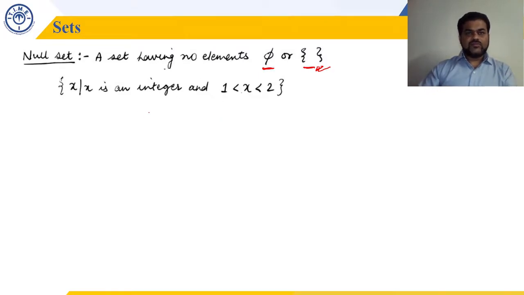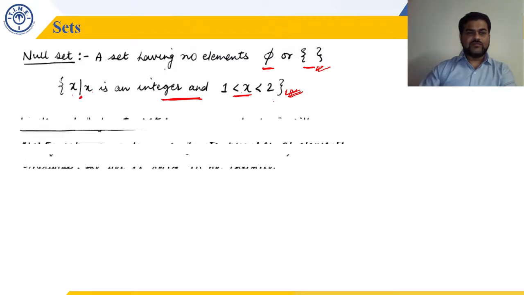For example, we are writing a set in the set builder form. X is an element such that X is an integer and X lies between 1 and 2. X is greater than 1 but less than 2. Do we have any integer between the number 1 and 2? No, between 1 and 2 we will not have any integer. So there is no element which will satisfy the conditions given here. So in this case, this set is a null set because it will have no elements. Okay, I hope this is clear.